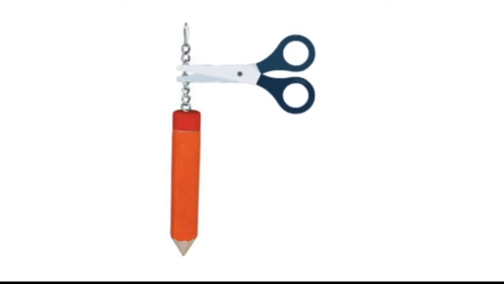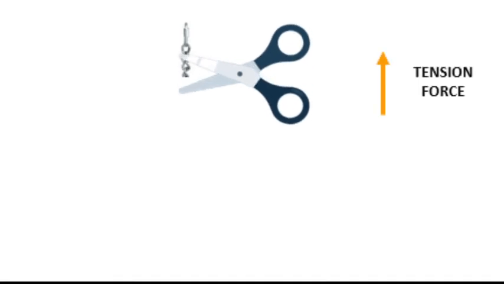If you cut the string connected to the pen, it will fall. The pen falls down because there is no more force acting on it to counteract the pull of gravity. In other words, the forces acting on the object are no longer balanced. If an object initially at rest is under an unbalanced force, it moves in the direction of the unbalanced force.